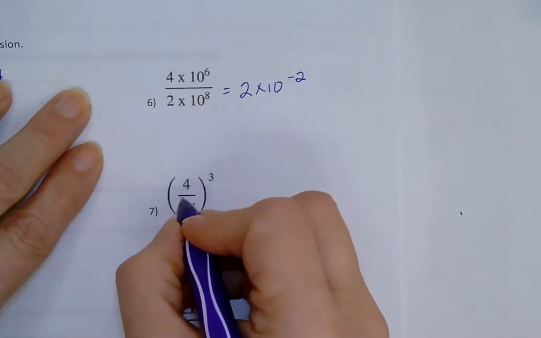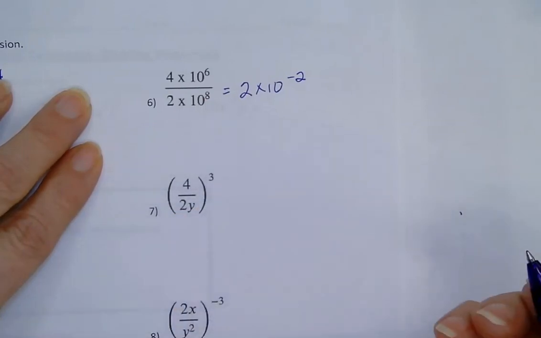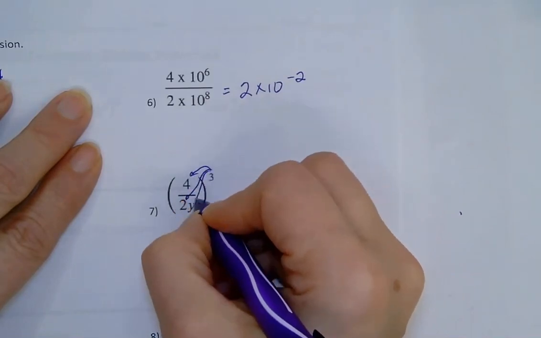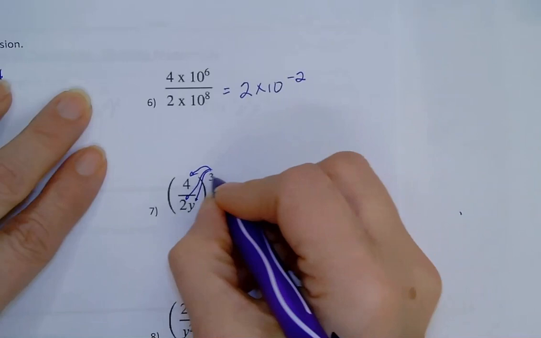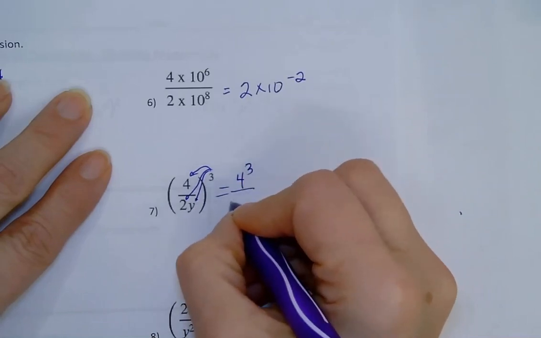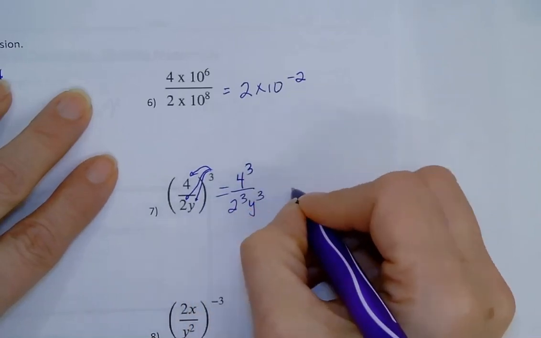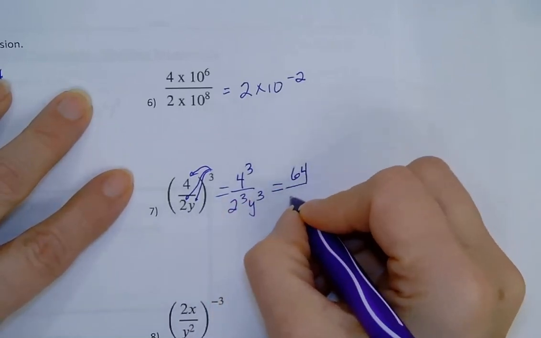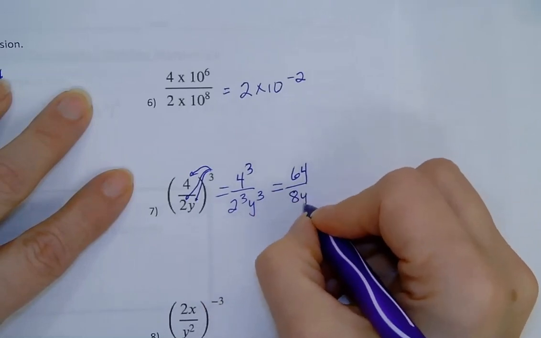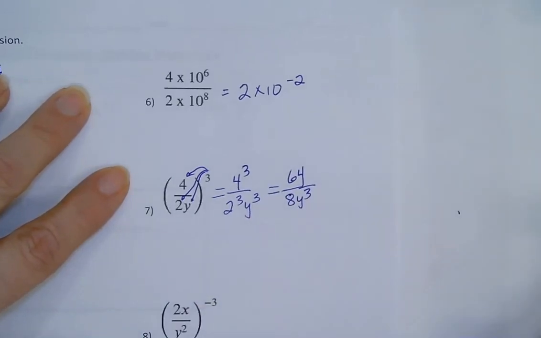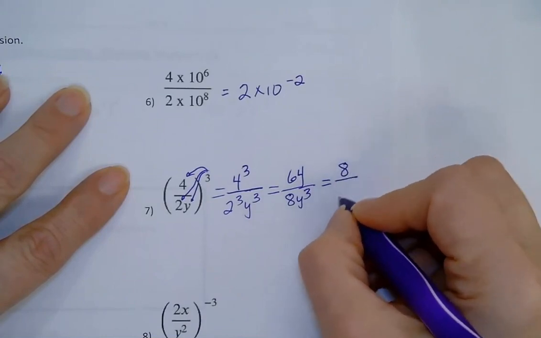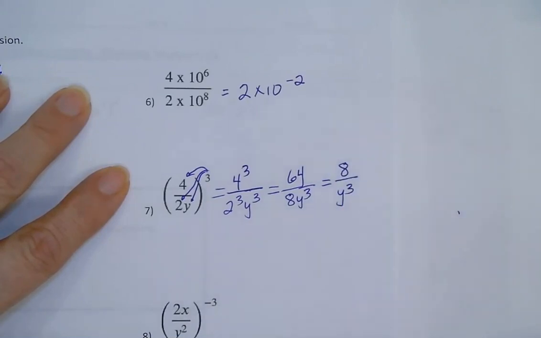All right, here, how many places are you going to distribute this outer 3? It's 3 places. It goes to the 4, it goes to the 2, it goes to the y. So rewriting, we have 4 cubed over 2 cubed, y cubed. So that equals 4 times 4 is 16, times 4 again is 64, over 2 cubed is 8, y cubed. Keep that in the denominator because that's where it was, right? My line was a little short. And so 64 divided by 8 is 8 over y cubed should be my final answer.